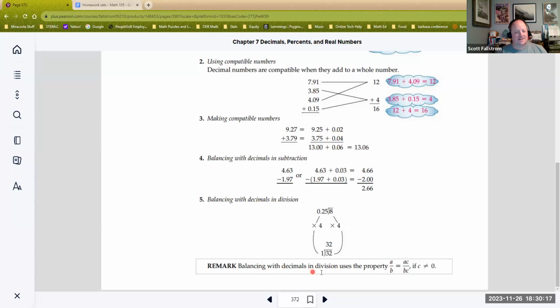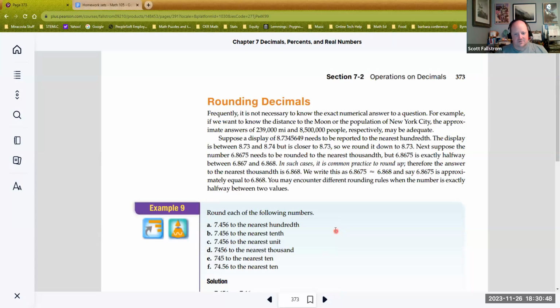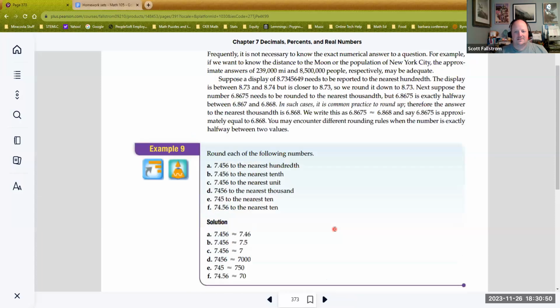When it says balancing with decimals in division uses the property, you can multiply on top and bottom by the same non-zero number, which is known as, anybody? Anybody? Why can I just multiply on top and bottom? That's right, from chapter 6, 6.1, the fundamental law of fractions. It's still here, and it's making things easier every time we use it. All right, let's see, what else do we have here? Rounding decimals. Okay. Let's see here.